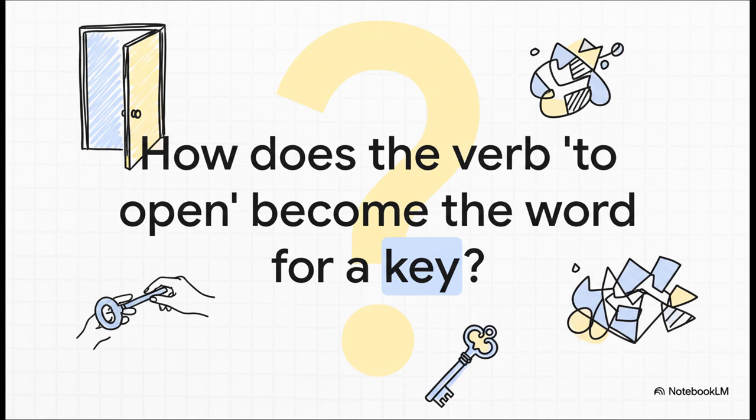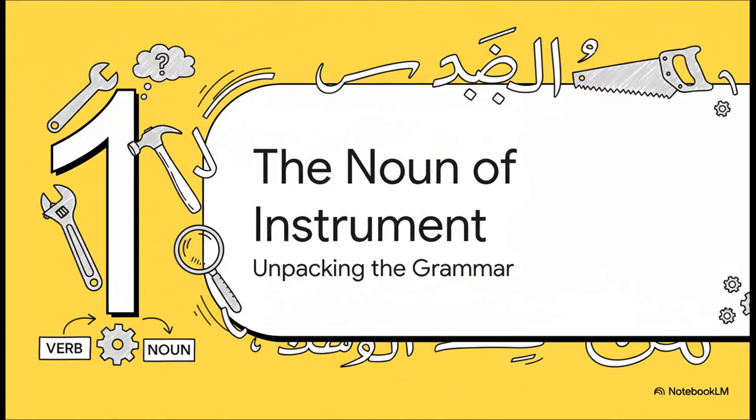Have you ever thought about this? How does the action of opening somehow become the object we use to do the opening, a key? You know, in Arabic, that's not just a happy accident. It's actually part of a brilliant grammatical system that literally connects an action to its instrument. And the answer to that question is a concept called al-Aalah.